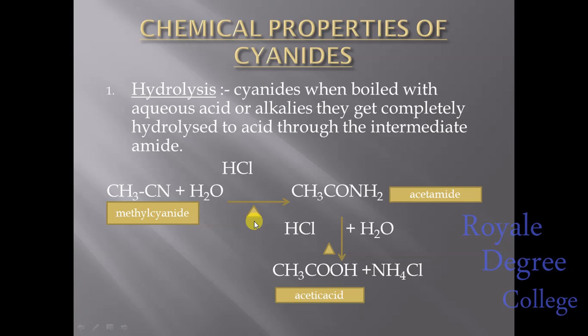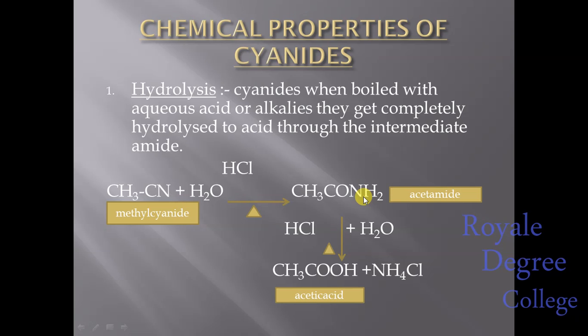Then here what is happening? From methyl cyanide, this nitrogen is moving slightly to this side, and in place of nitrogen, one oxygen from water molecule is taking its place. So we are getting here CH3CO N. To the nitrogen, the two hydrogens from the water are attached. So this intermediate compound we are getting here is named as acetamide.